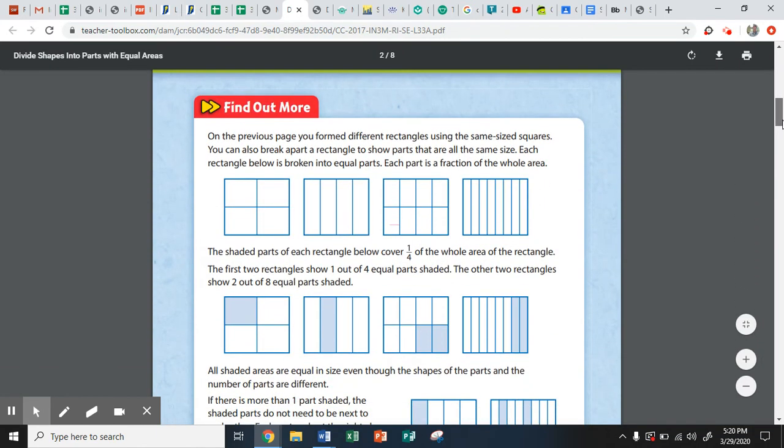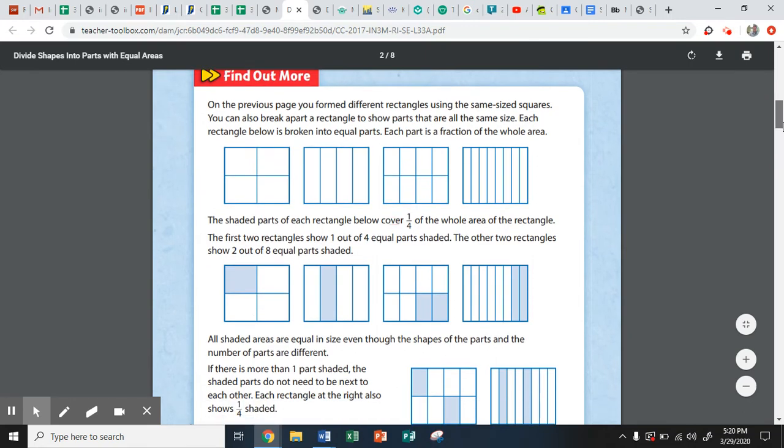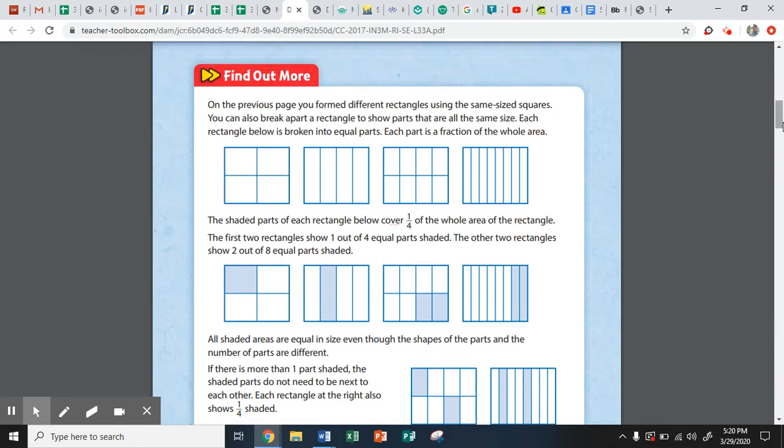It says, on the previous page, you formed different rectangles using the same size squares. You can also break apart a rectangle to show parts that are all the same size. Each rectangle below is broken into equal parts. Each part is a fraction of the whole area. So these 4 rectangles are 4 whole rectangles. This is a whole rectangle, this is a whole rectangle, this one and that one. Those are whole rectangles as well.